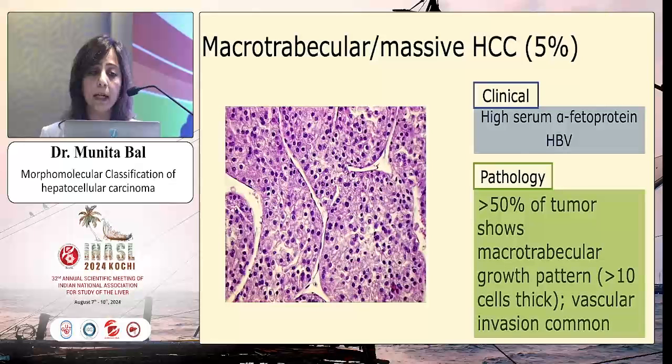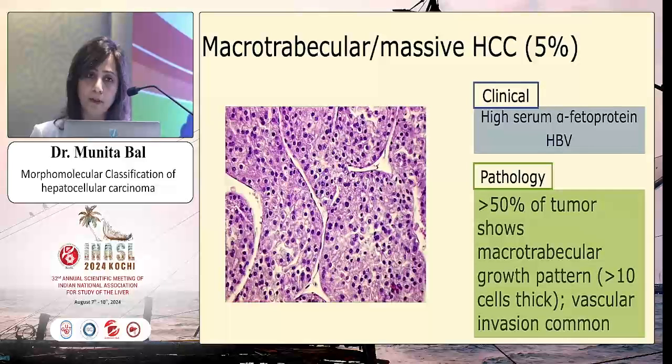Now, this is the macrotrabecular or massive hepatocellular carcinoma. This is the subtype which is associated with bad prognosis. How do we define this? Here we find massively thickened trabeculae, which are more than 10 cells thick across, and when more than 50% of the tumor is showing this pattern, then we call it a macrotrabecular HCC. If we give this out in the report, these are the ones which are associated with bad prognosis.